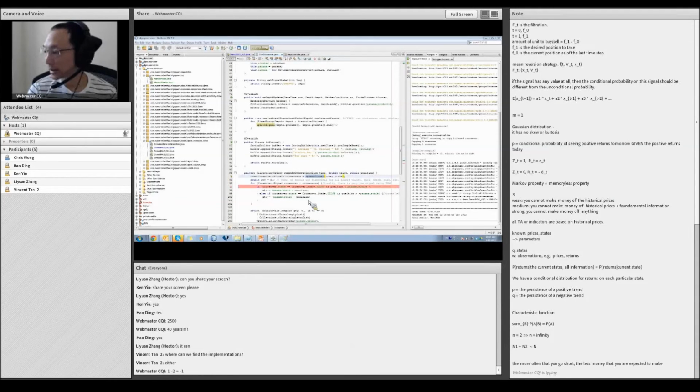This is our current position. This is our desired position. So this is the math function. But in this case, it's either 1 or minus 1. Okay, and then we take the difference, and this is the orders.